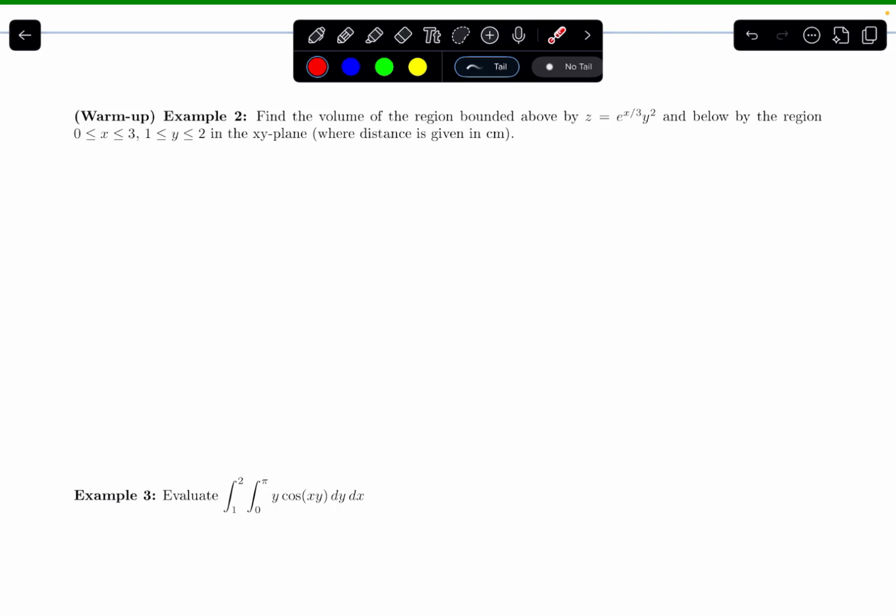In this video, we are going to do some examples evaluating double integrals over rectangular regions. So the first problem says find the volume of the region bounded above by this equation and below by the region given by these inequalities in the xy plane, where our distance is given in centimeters. So this is going to involve setting up a double integral.